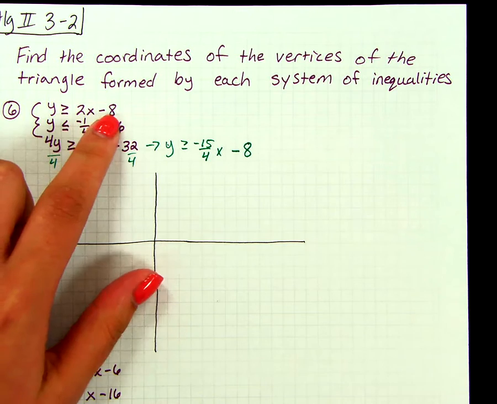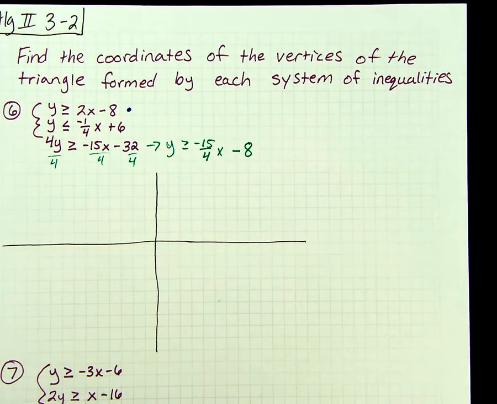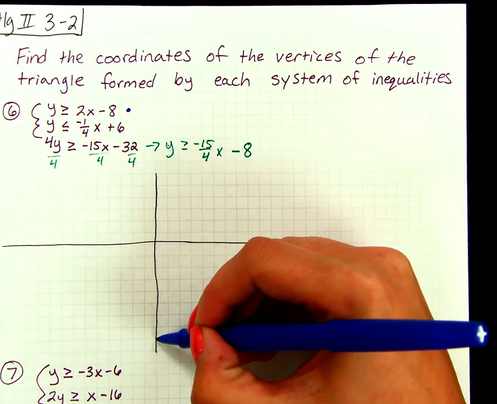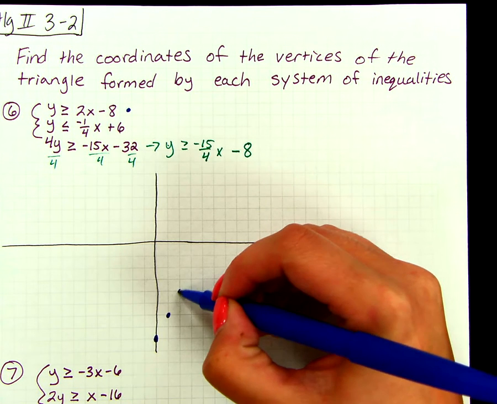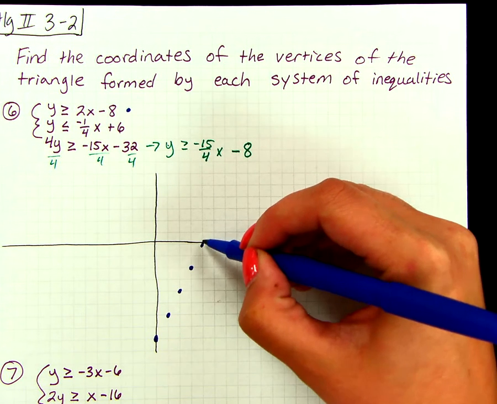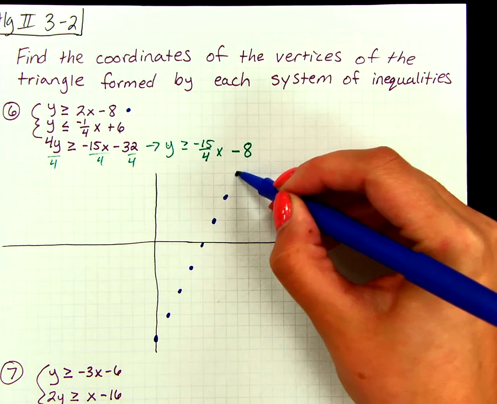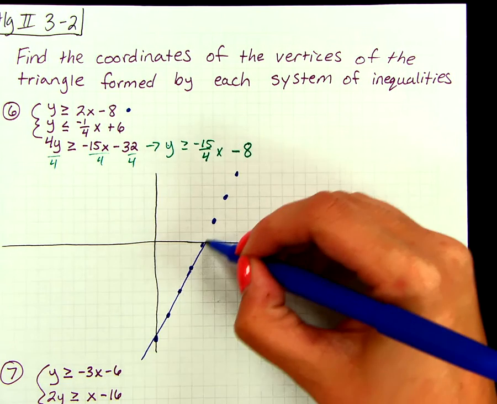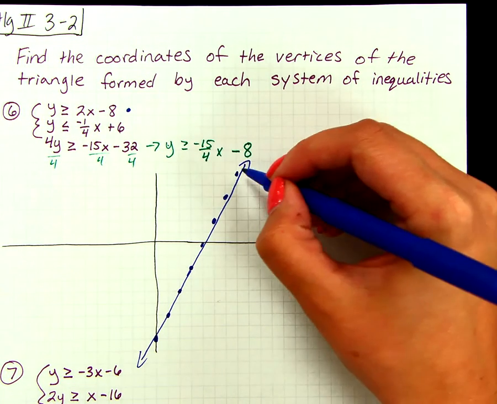Alright, so looking at the first one, I'm going to graph my first one in blue, so I'm going to put a little blue dot right there. So down 8, 1, 2, 3, 4, 5, 6, 7, 8. And then we are going up 2 over 2. And I'm going to make sure that I use a lot of dots when I'm doing this since we're trying to find an intersection. Okay. And we are connecting it into a solid line. And we are shading above because it's greater than.